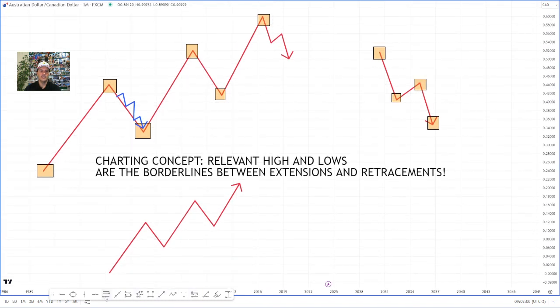But then the smaller ones, there is going to be a lot of vocabulary to learn if you're a beginner trader, we call these the sub swings or the mini swings, or the mini highs or the mini lows. Those are not relevant. Why not? Because relevant highs and lows are the borderlines between the extensions and retracements.